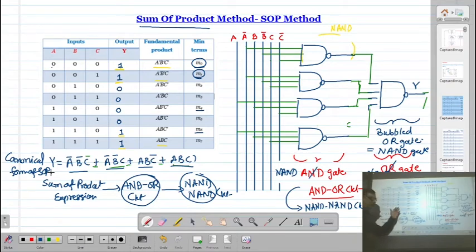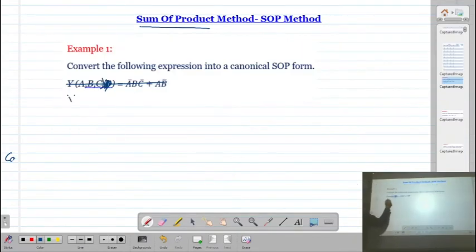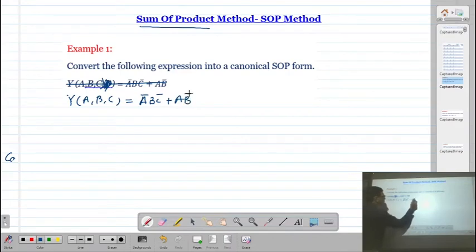Okay, now let us see an example so the idea will be more clear to you. Y is a function of A, B, C, and the expression is A bar B C bar plus A B bar. So forget about the other expression. Here your real expression is this. You have to convert it into canonical form. Already mentioned, canonical form means that in every product term there should be all the variables, either in complemented or uncomplemented form. Now if you look at the first term, A is present, B is present, and C is present. So this product we do not have to discuss.